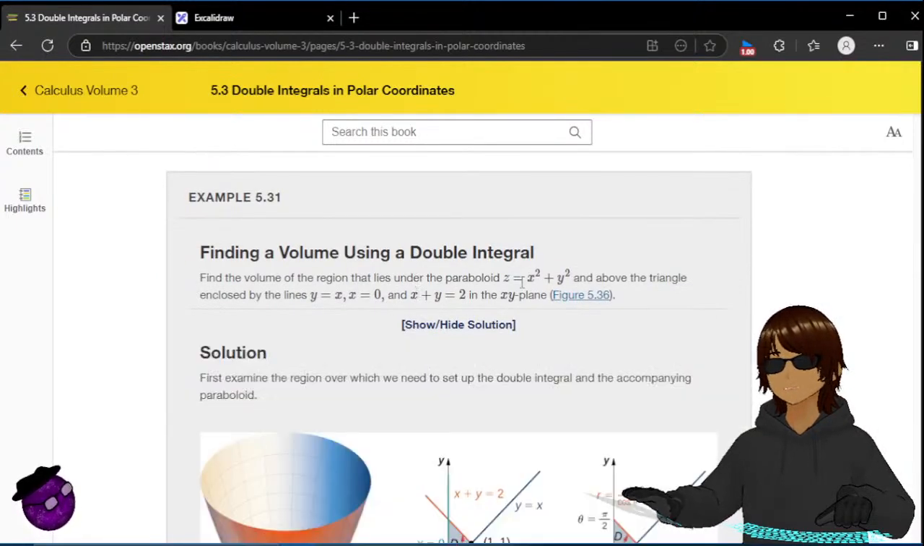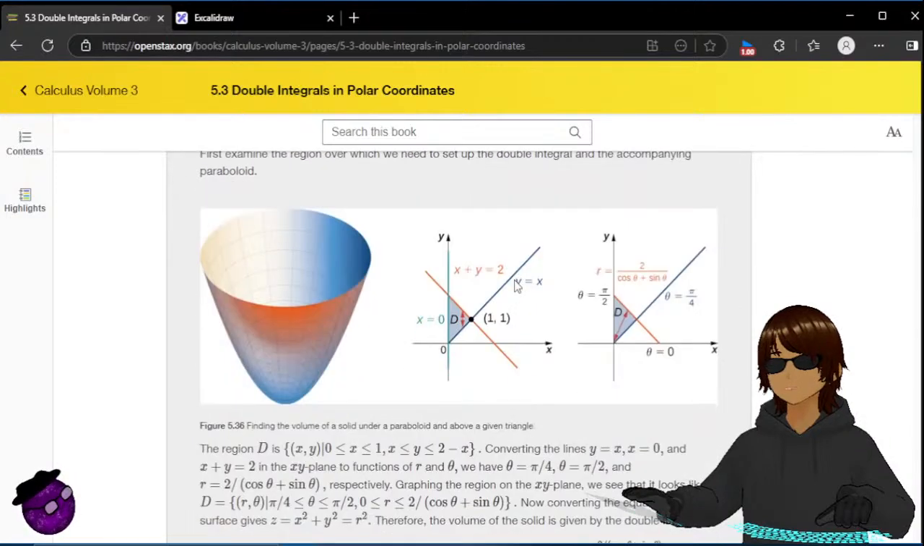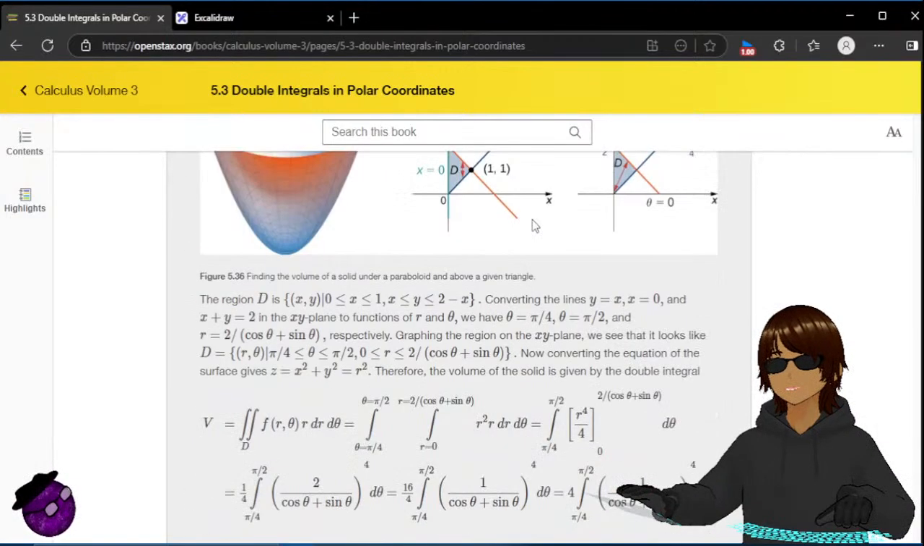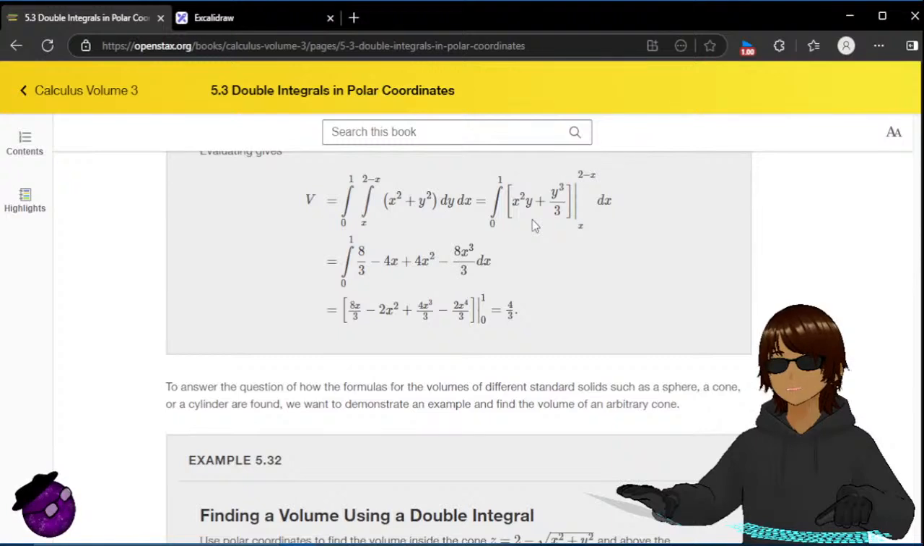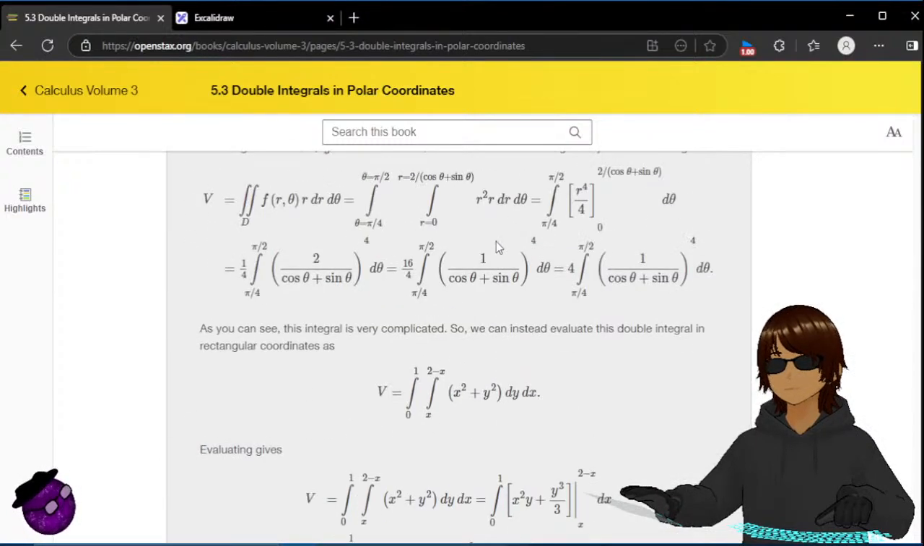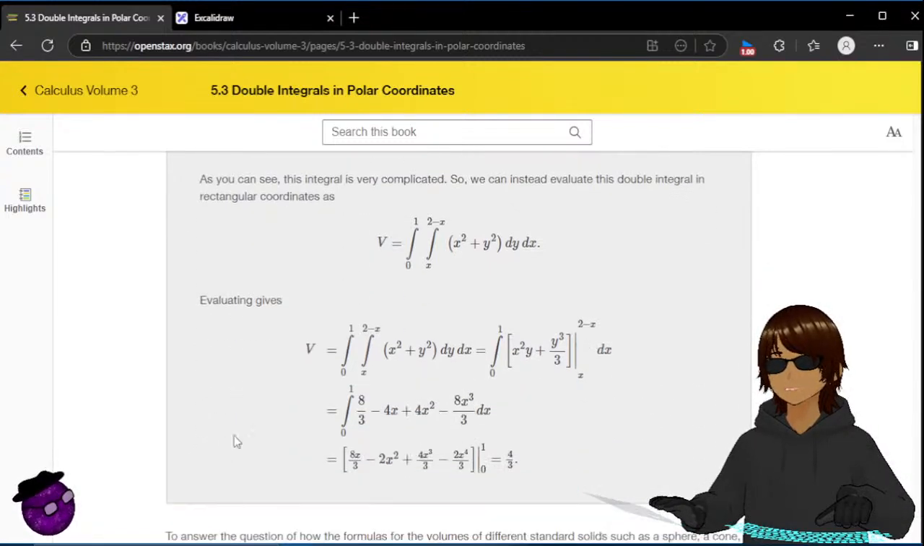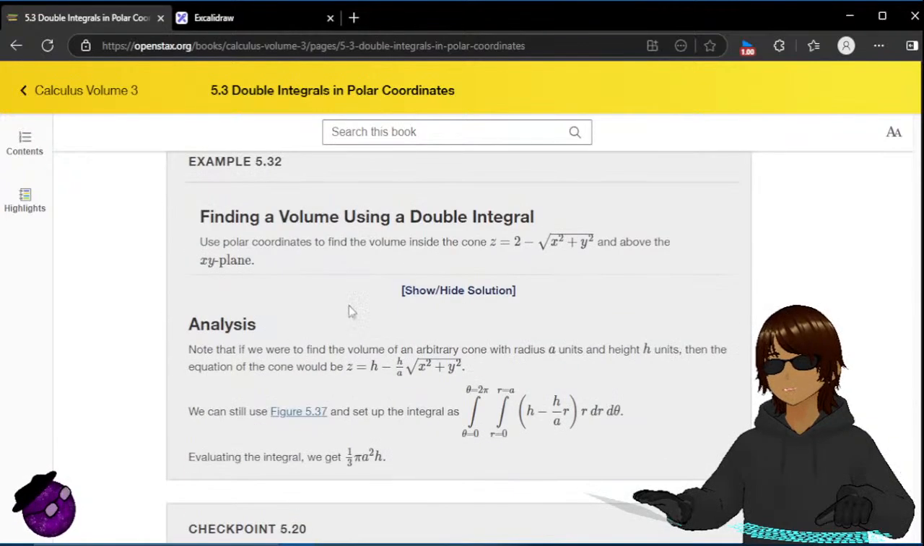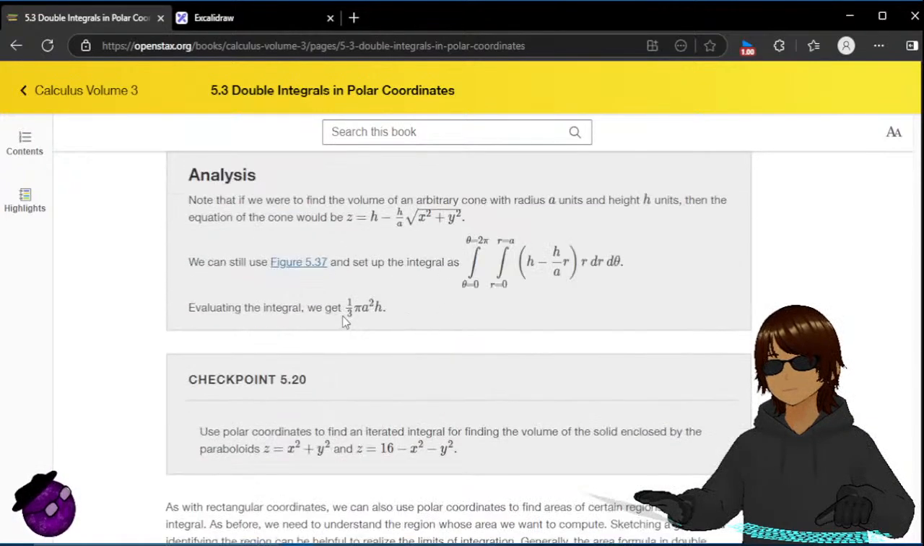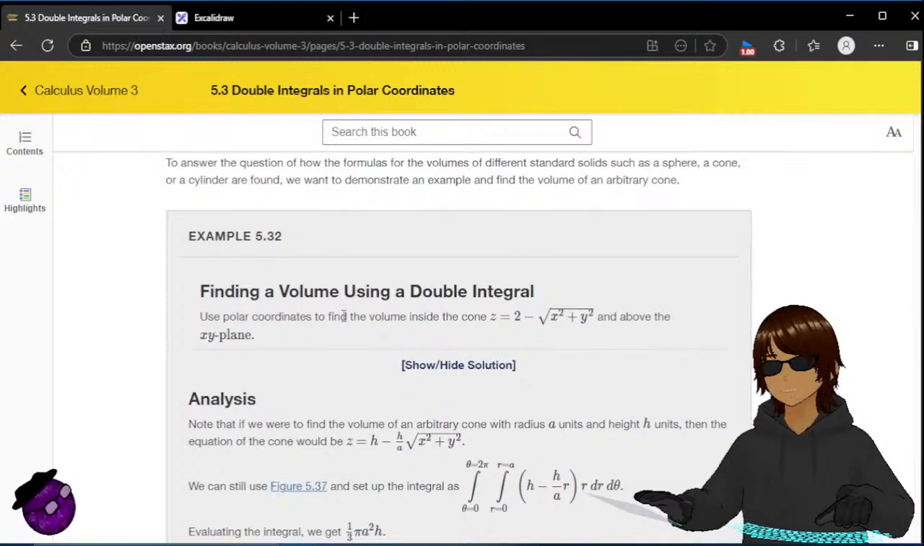x squared plus y squared. So this they want to show is really complex using polar coordinates. As you can see, this integral is very complicated, so we can instead evaluate this double integral in rectangular coordinates as this. Finding a volume using a double integral.